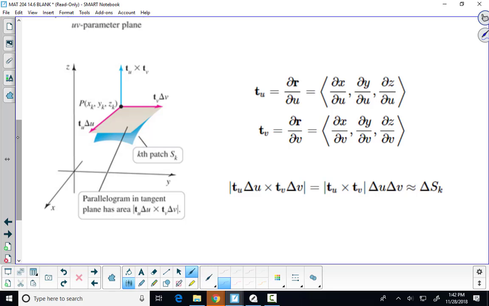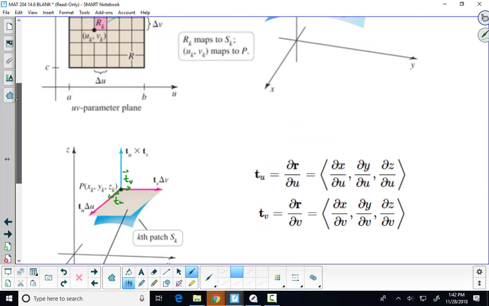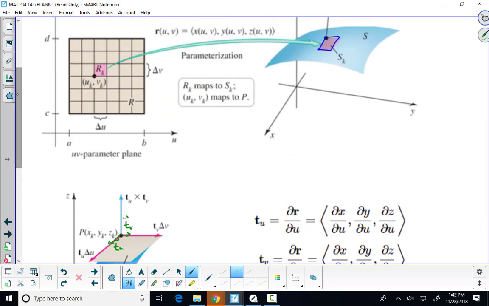Those two tangent vectors are going to be emanating from this point, so let's imagine them as tiny little vectors coming from this point, and they're not necessarily the same length, t sub u and t sub v. And now we're going to scale them. So we have to scale them by delta u and delta v, which are the height and width of the rectangle in the UV plane.